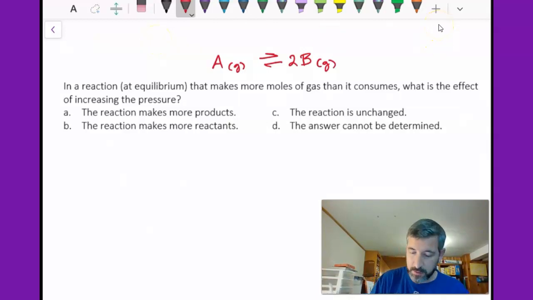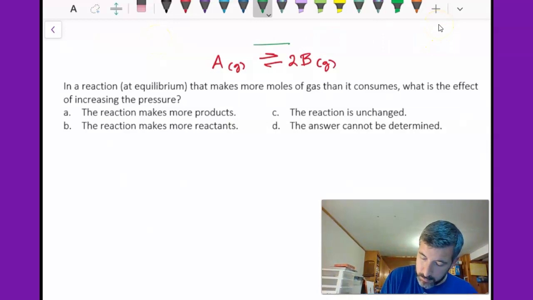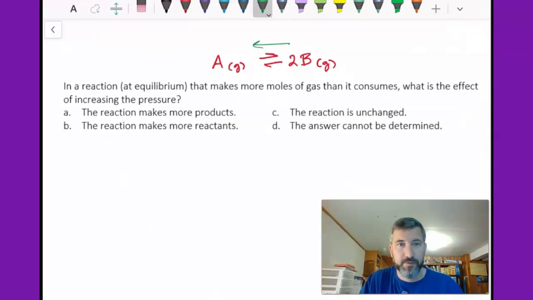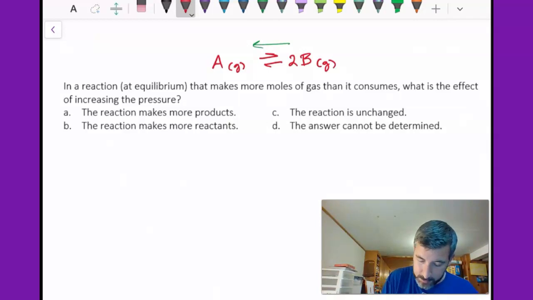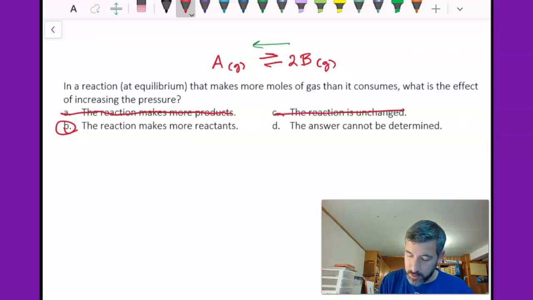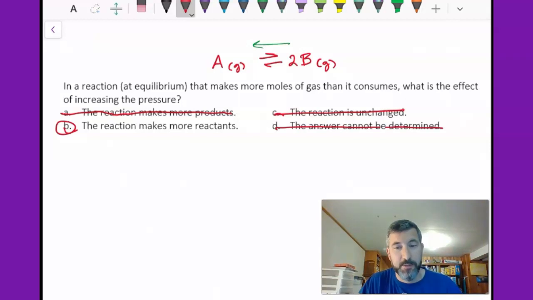So if it's shifting to the left, the reaction makes more products? Nope. The reaction makes more reactants? Yep. The reaction is unchanged? Nope. The answer cannot be determined? Nope, it can, and it's B.